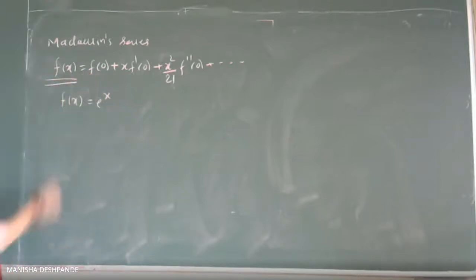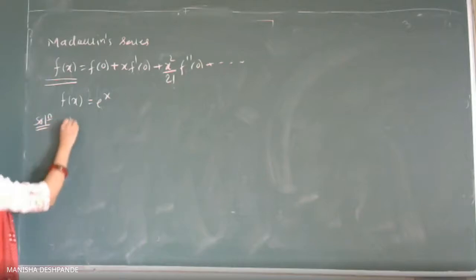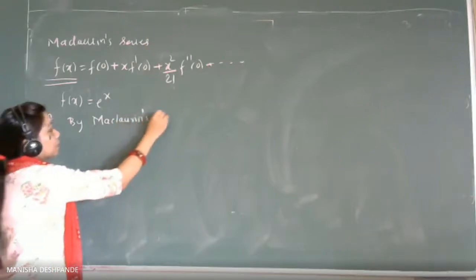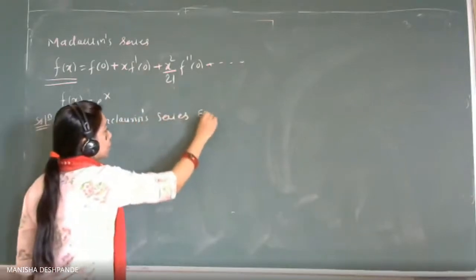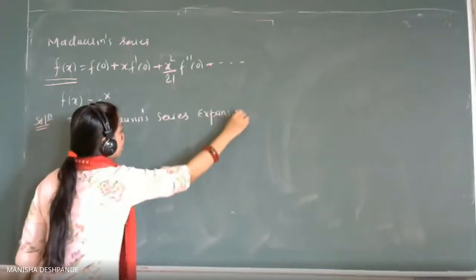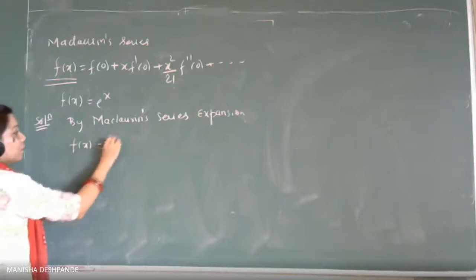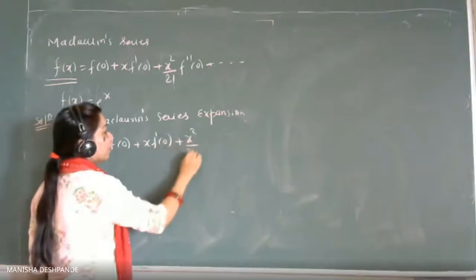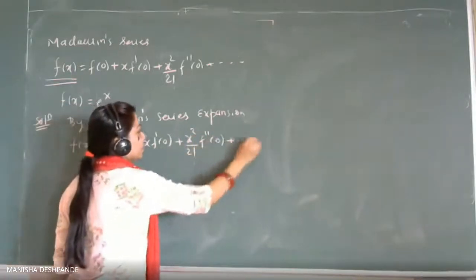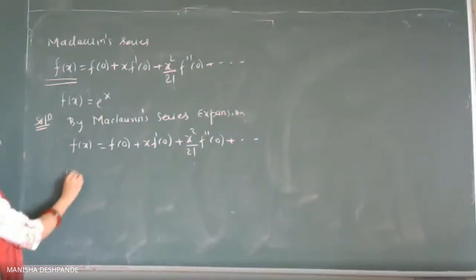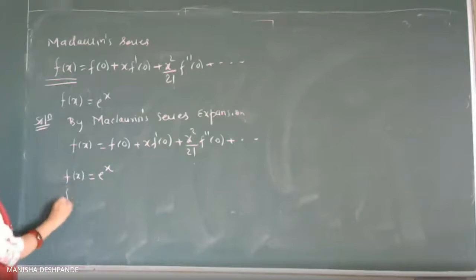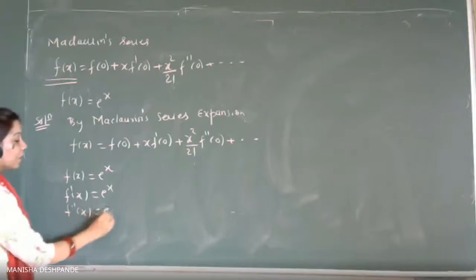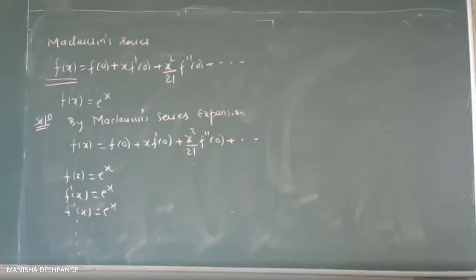Solution by Maclaurin series expansion. f of x is equal to f of 0 plus x f dash of 0 plus x square by 2 factorial f double dash of 0 and so on. This is your question. Now you have to write down f of x is e raised to x, f dash of x is e raised to x, f double dash of x is e raised to x, and so on, it will be always e raised to x. Derivative of e raised to x is always e raised to x.